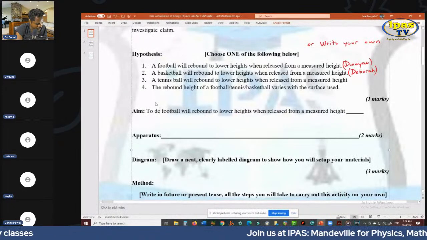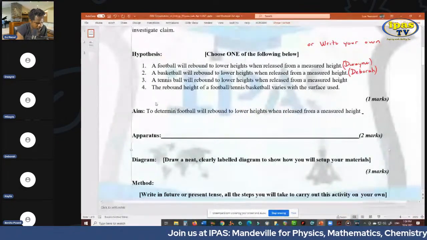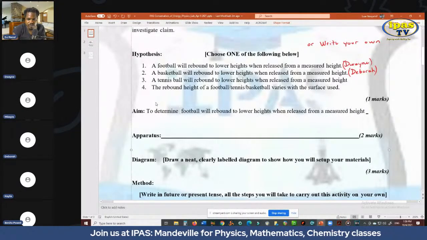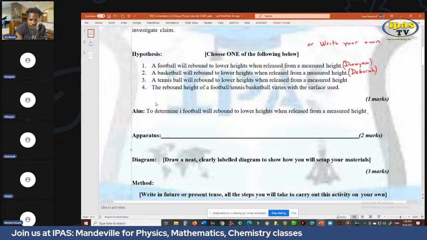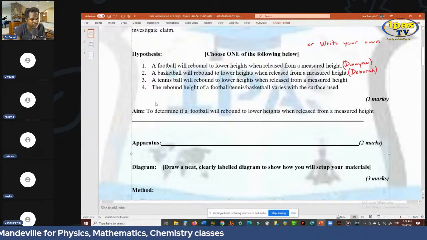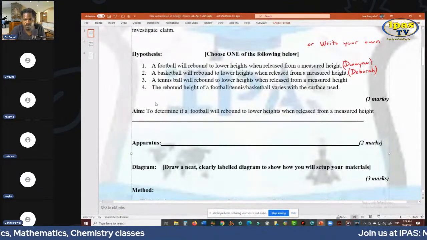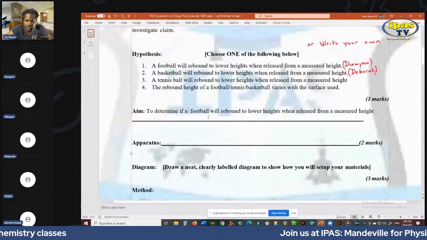To determine. Or we could put to investigate. All right, so look at that. We'll just turn this into an aim. Yeah. But you see that?